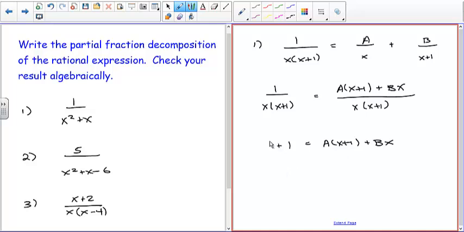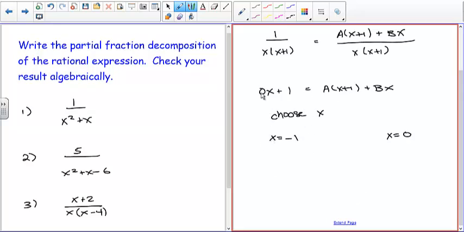So, over here we have 0x plus 1. In this case we don't multiply it out. What we do is we choose x judiciously, and we choose the x so each one of these terms over here goes to 0. So the first one, if we set x equal to -1, that'll make that disappear. And if we set x equal to 0, that'll cause the second thing to go to 0.